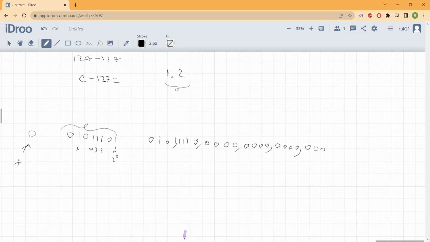It's going to be 2 to the power of 6 plus 2 to the power of 4 plus 2 to the power of 3 plus 2 to the power of 2 plus 1, 93. So we get 93.